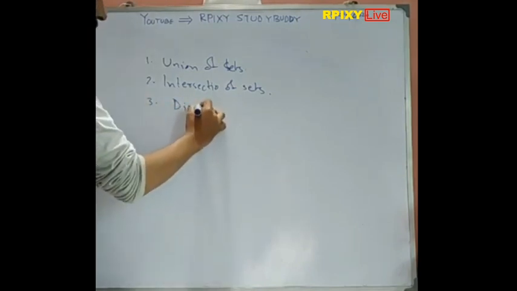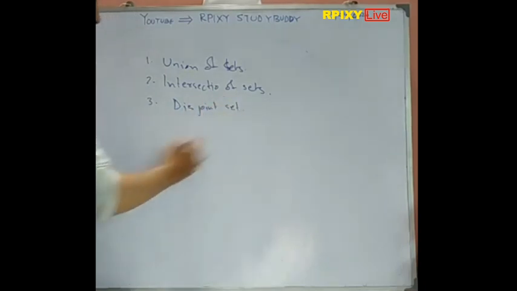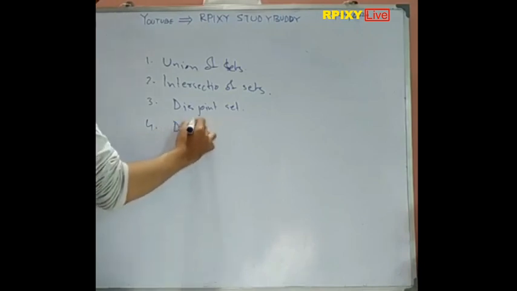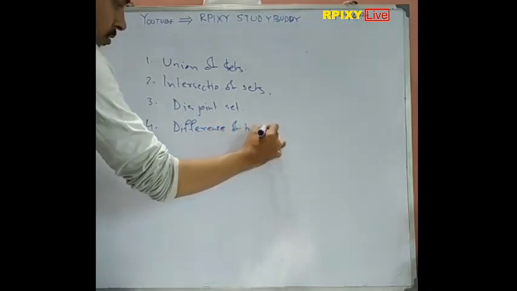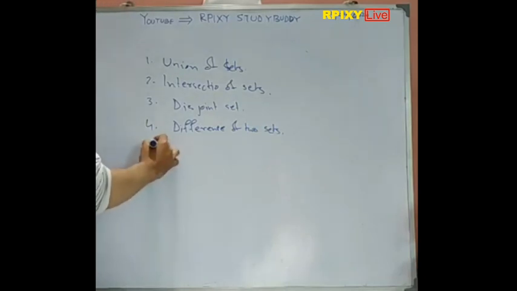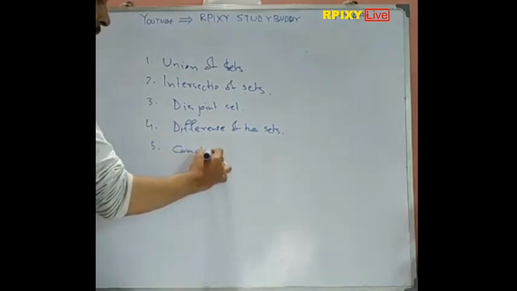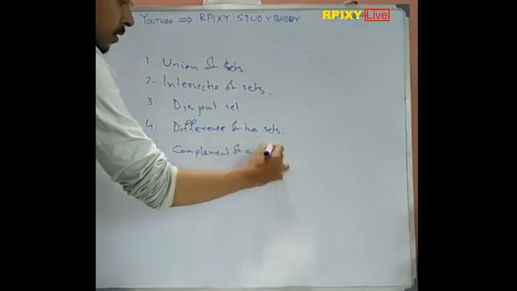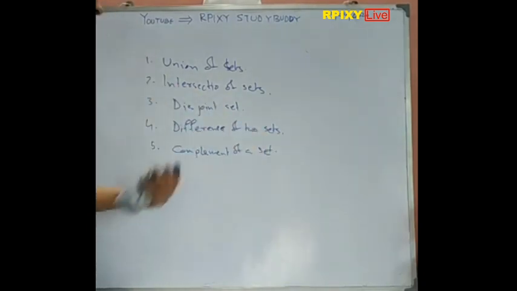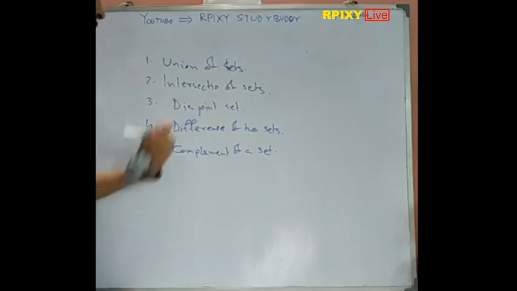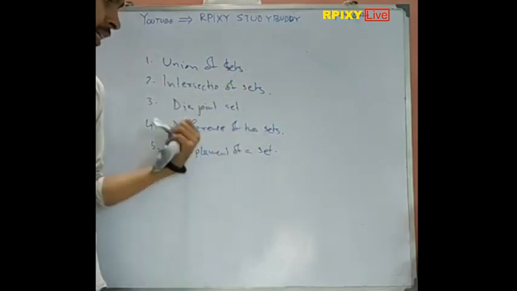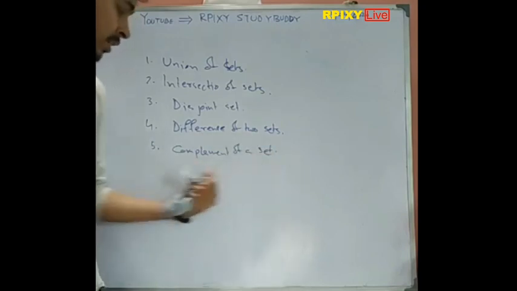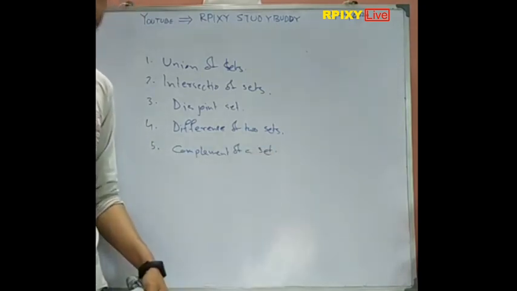Disjoint set. Next one is difference of two sets. And last one is complement of a set. So these are the main 5 operations inside set operations: union of two sets, two or more sets, intersection of sets, disjoint set, difference of two sets, complement of a set.